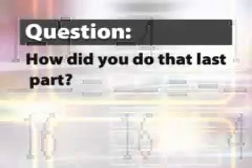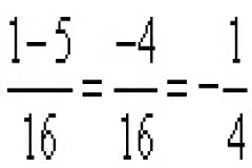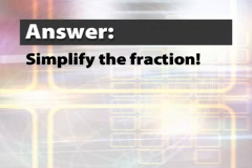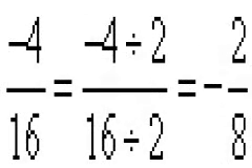Hold the phone. How did you do that last part? How did you go from -4/16 to -1/4? There are a few ways to do that last part. One, know that 4 will divide both the numerator and denominator. So we simplify it by dividing the numerator and denominator by 4, getting our final answer, -1/4. Two, realizing that they are both even, so we can divide the numerator and denominator by 2.